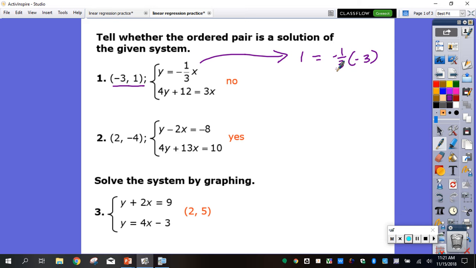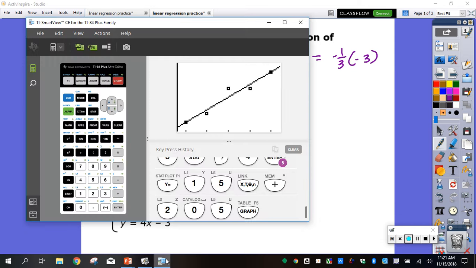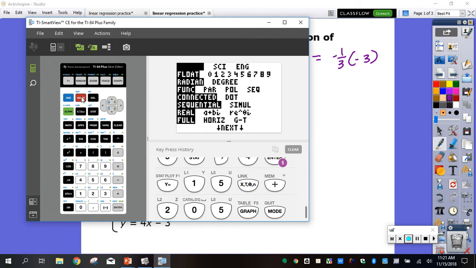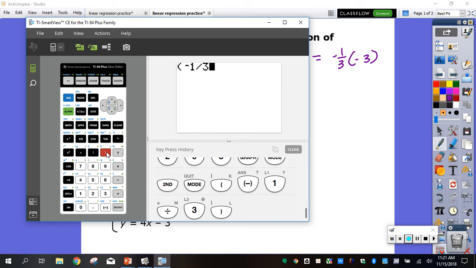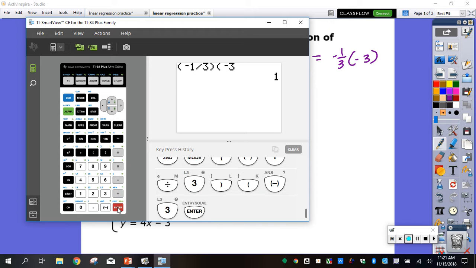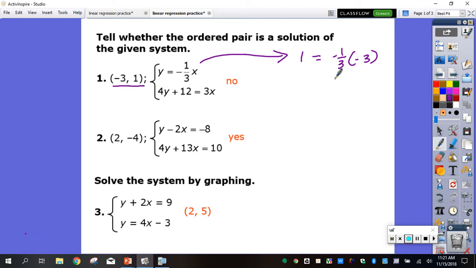If I don't want to do a fraction in my head, that's totally fine. The calculator will do it for me. So I can multiply negative 1/3. I have to use parentheses when I have a fraction. Times 3, or excuse me, negative 3. And I do get 1. So 1 does in fact equal 1, which makes this ordered pair a solution for the first equation.